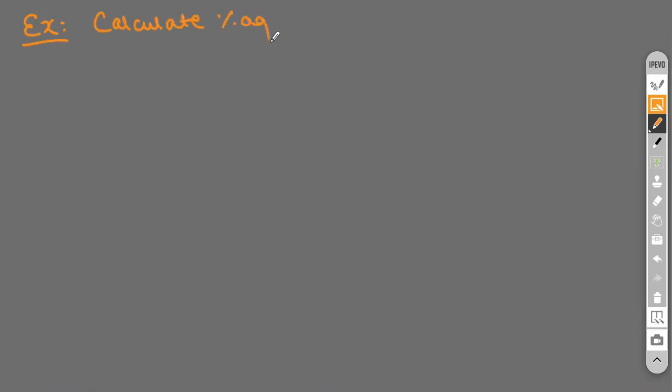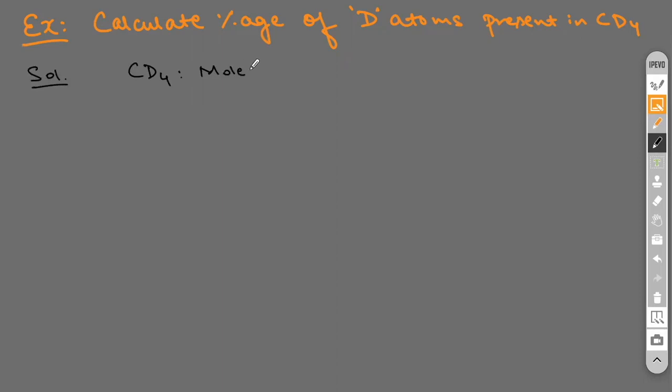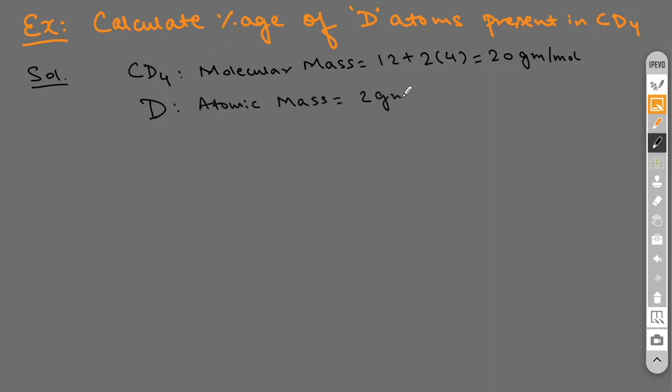Calculate the percentage of D atoms present in CD4. This is another compound, CD4, we'll solve it. Here the molecular mass of CD4 is 12 gram per mole for carbon, plus 2 gram per mole for deuterium multiplied by 4, which is 20 gram per mole. The atomic mass for deuterium is 2 gram per mole. Also the atomicity of deuterium in CD4 is 4. There are 4 atoms, so atomicity is 4.